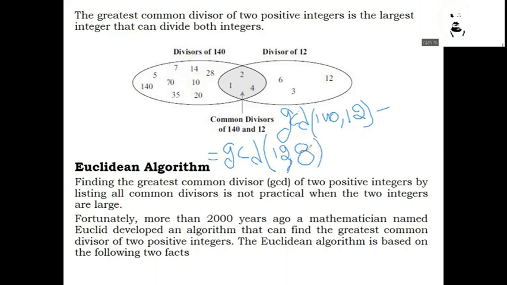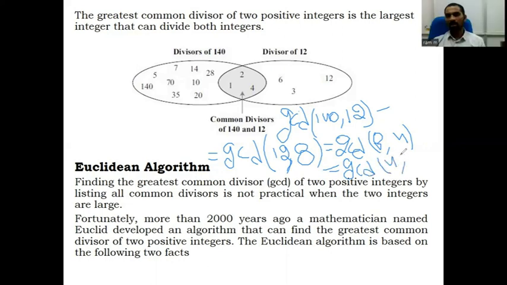12, 8. Is my R equal to 0? No, R is not equal to 0. So again, I need to apply the factor. So the GCD of B, I'll take 8. If I divide 12 by 8, what is the remainder? I'll get 4. Is my R equal to 0? No. Again, I need to apply the factor. So GCD of B is 4, 4 exactly divides 8. So I'll get 0 here.